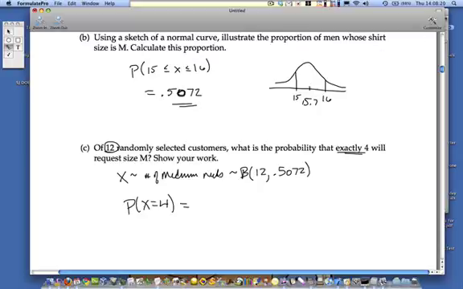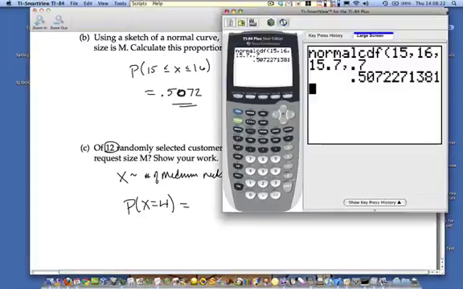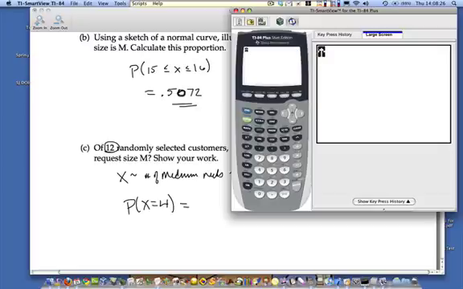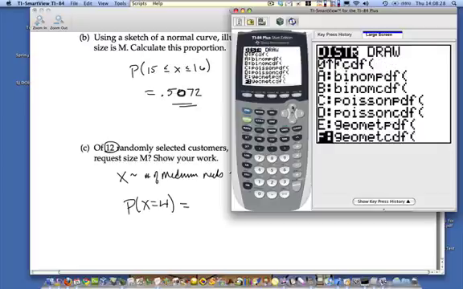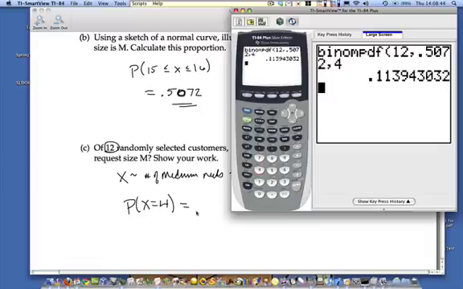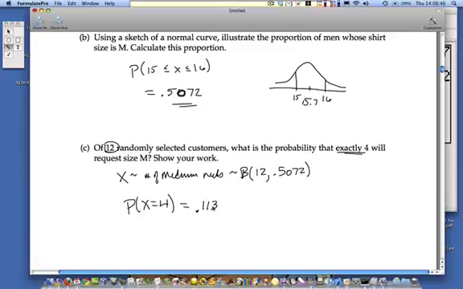And then we get the calculator out, and we go ahead and do a binom PDF this time, because we're looking only at exactly 4. So binom PDF, n is 12, p is 0.5072, and we're looking at exactly 4. And so this answer is 0.1139. And that is question 2.